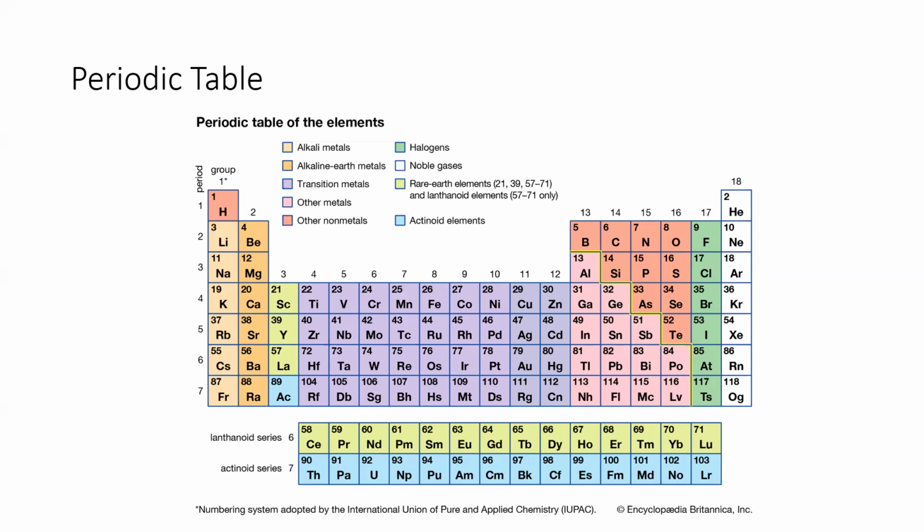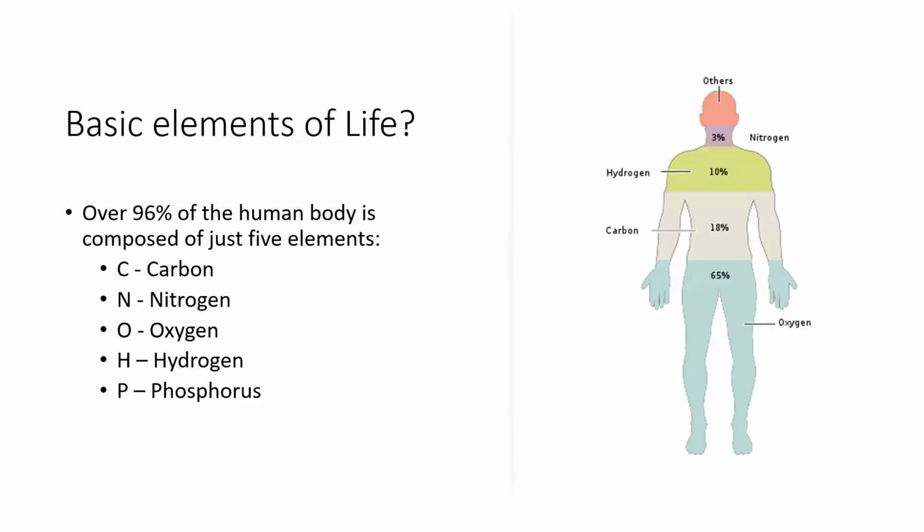Even though there are hundreds of elements on the periodic table, over 96% of our body is only made up of 5 elements, okay? Which includes carbon, nitrogen, oxygen, hydrogen, and phosphorus. You should memorize them, okay? So these 5 elements alone compose over 96% of our body.